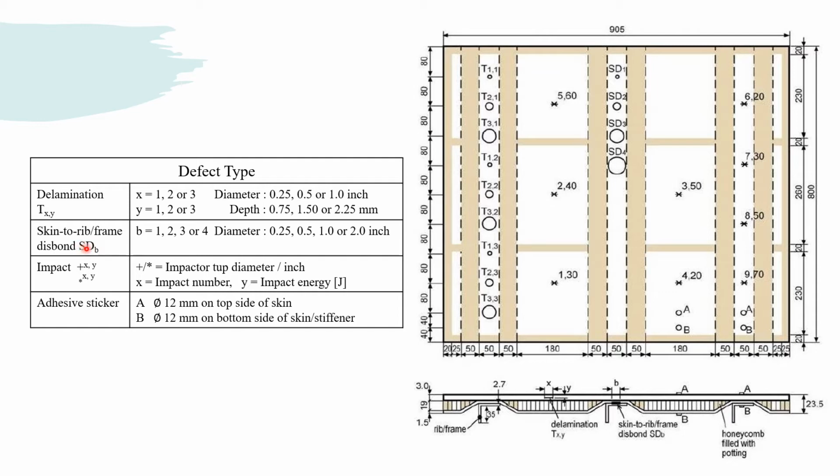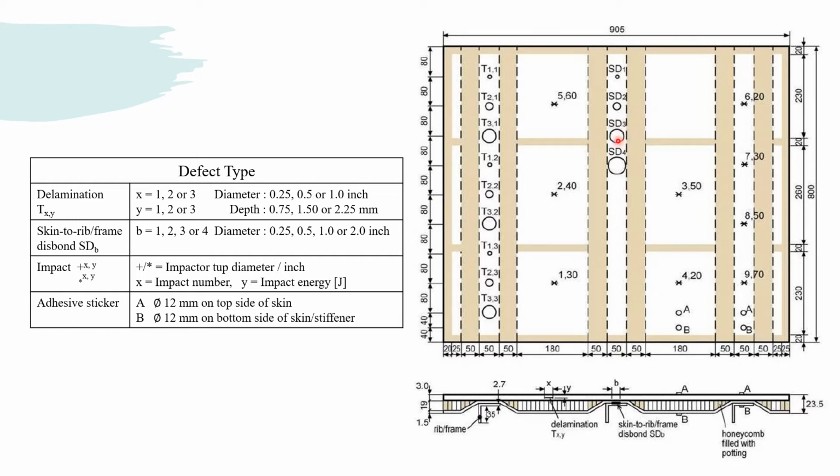That is denoted by SDB. B means 1, 2, 3 or 4, where the diameter is 0.25, 0.5, 1.0 or 2.0 inches respectively. That means SD1 means the diameter is 0.25 inches. Similarly, SD3 means the diameter of this skin to rib frame disbond is 1.0 inches.